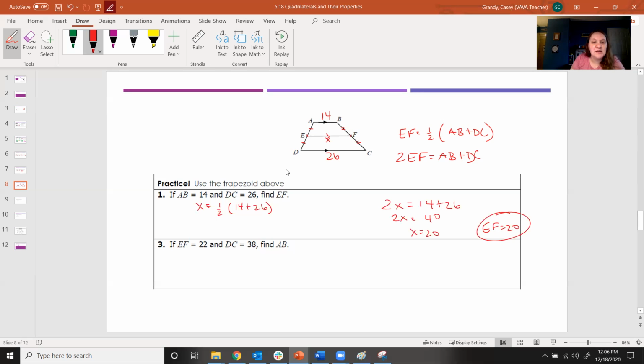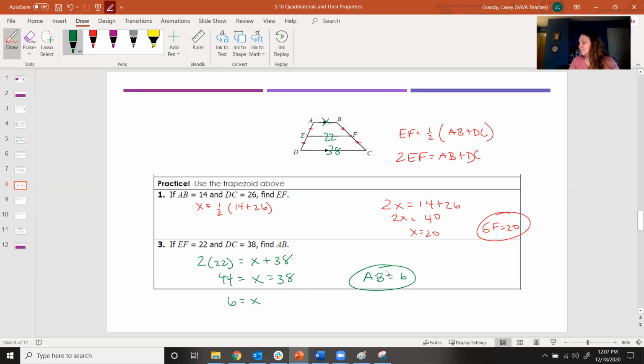For the second one, EF is now 22, so I'll make this a 22. DC is 38. Let's find AB. I'm going to call that X again. So we can say that 2 times the midsegment equals the bases added together, and we can solve for X. Subtract 38 from both sides. X equals 6. So our final answer, AB equals 6. Okay, very good. Let's move on.